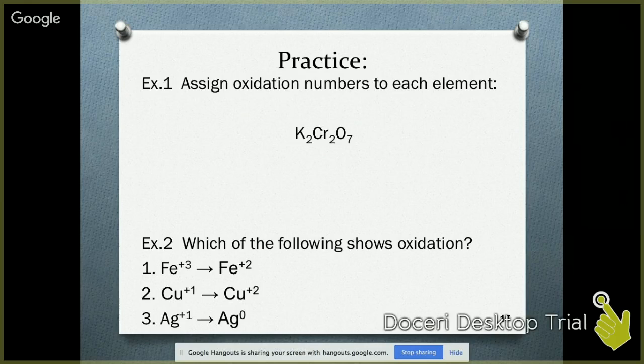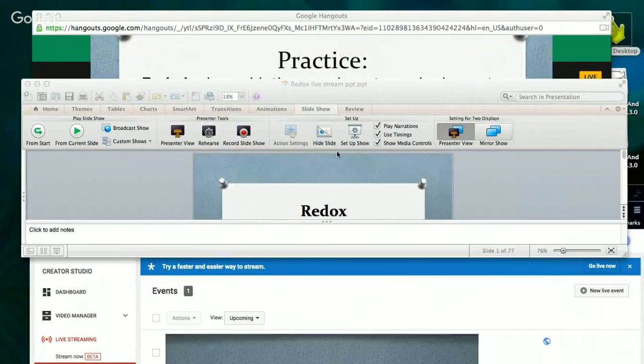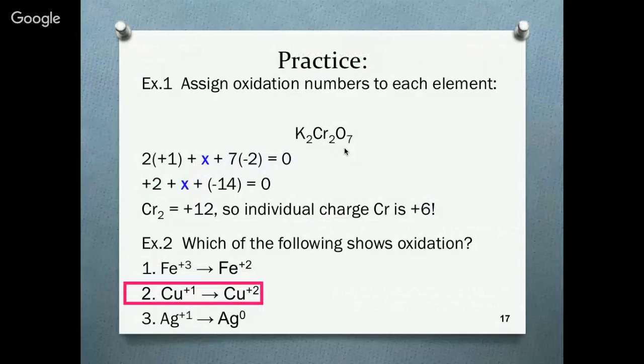Okay. The second example says, which of the following shows oxidation? So oxidation means that you're going to become more positive. Your oxidation number needs to increase. So when we look at each of these, the one that shows increasing oxidation number is going to be choice 2. Cu goes from +1 to +2.